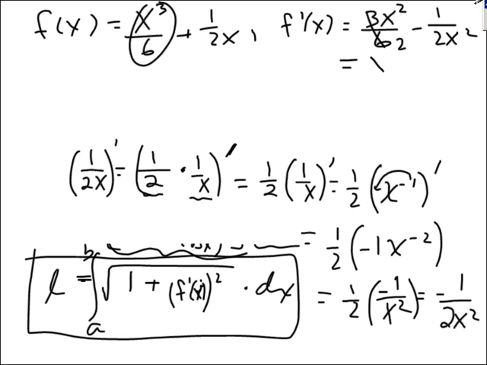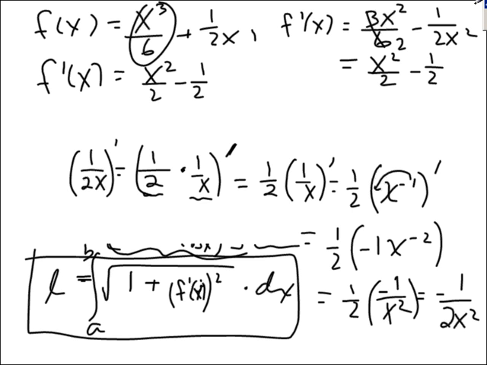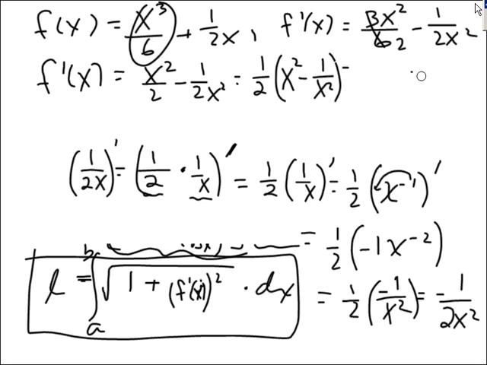That is, the derivative is x squared over 2 minus 1 over 2x squared. You can factor out the half, and you'll get one half times (x squared minus 1 over x squared). Okay, let's get rid of this. So now we have the derivative, and we know the formula for arc length.